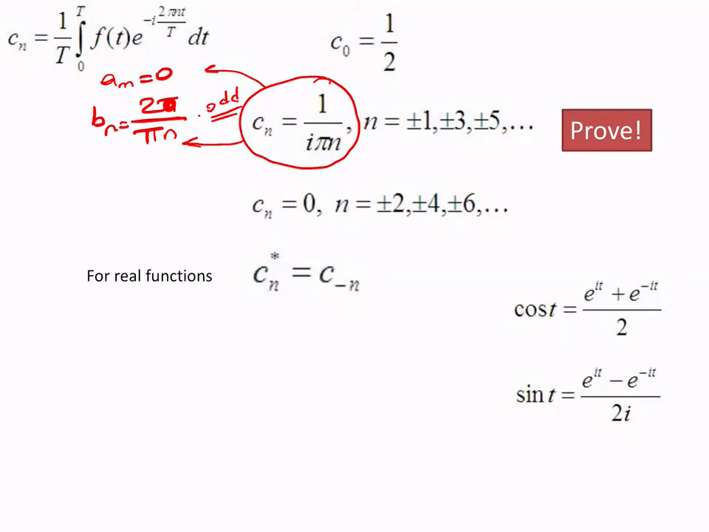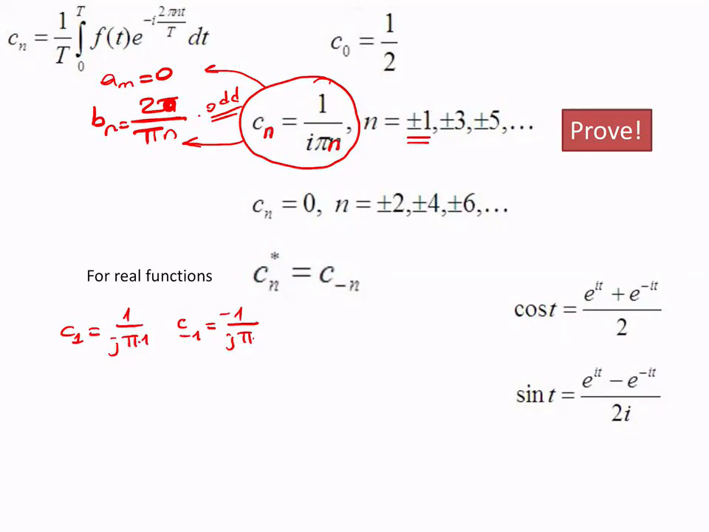Okay, so what is Cn? It is for plus and minus 1. That means C1 is equal to 1 over j pi, and C minus 1 is equal to minus 1 over j pi. So instead of n, I put 1 here and minus 1 here.